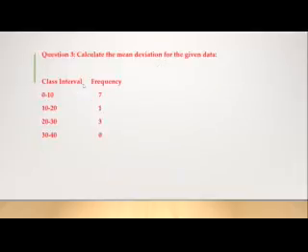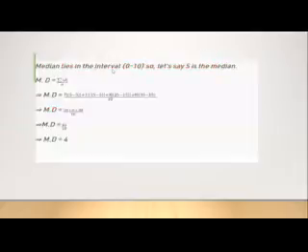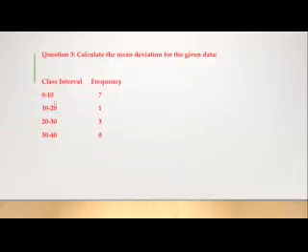So let's have the example. Look at the example here. Calculate the mean deviation for the given data. Let's assume the class interval is 0 to 10 with a frequency of 7. Similarly, class interval 10 to 20 has a frequency of 1, 20 to 30 a frequency of 3, and class 30 to 40 a frequency of 0. Now go for the formula and apply it.